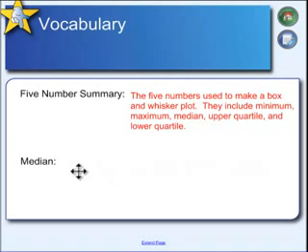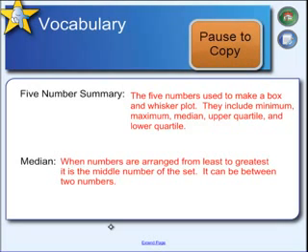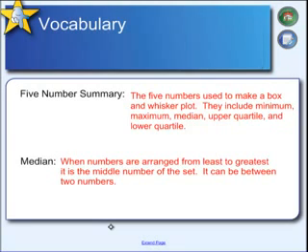Some other essential vocabulary from the 5-number summary: we have the median. The median, when numbers are arranged from least to greatest, is in the middle of the set. It can be between two numbers. The median basically is the very middle, so you're looking for the middle number.